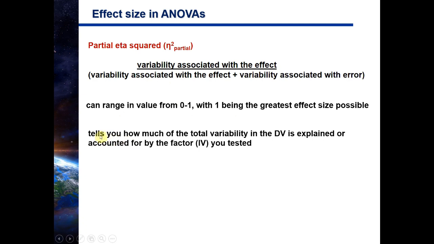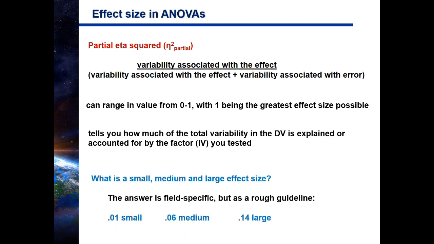So again, partial eta squared is telling you how much of the total variability in the DV, so all those scores in your DV, how much of that variability is explained or accounted for by the factor you tested. All right, so if the inner voice was the factor, then it's saying how much of the variability in self-esteem scores is explained by which inner voice you heard, if any.